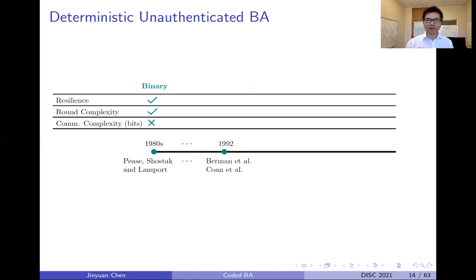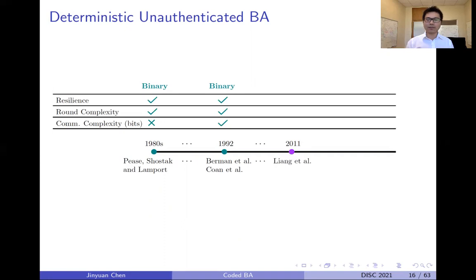After more than 10 years of improvement, the protocols proposed by Berman and others, and Coan and others, achieve the optimal performance in resilience, round complexity, and communication complexity, but again, just for the binary case. In practice, the consensus is often required for a multi-value message rather than just a single-bit message. For example, in a blockchain system, the size of the block message could be on a scale around 1 megabyte.